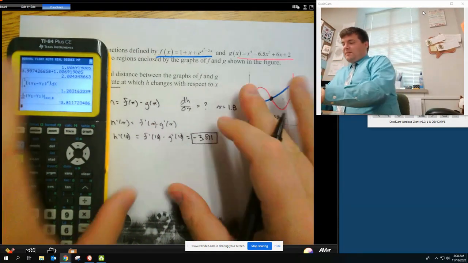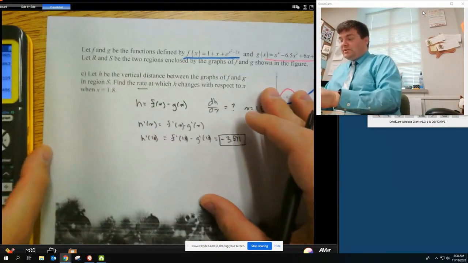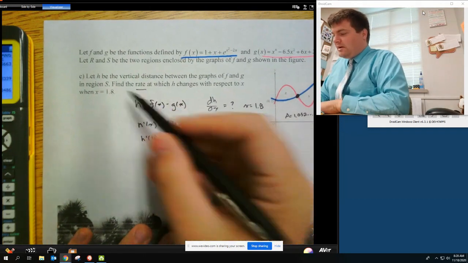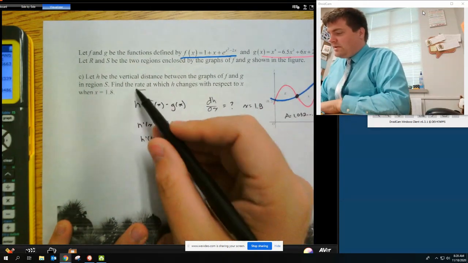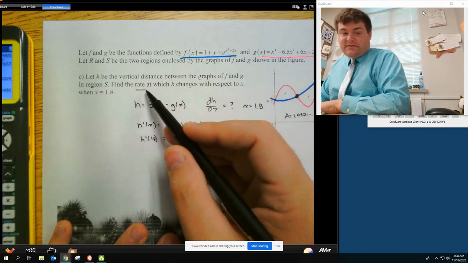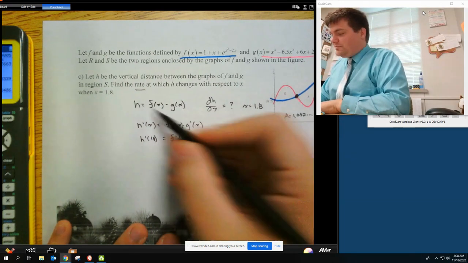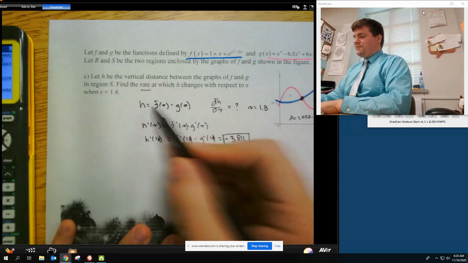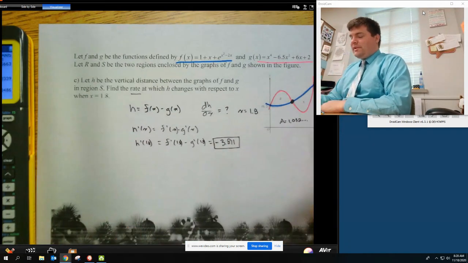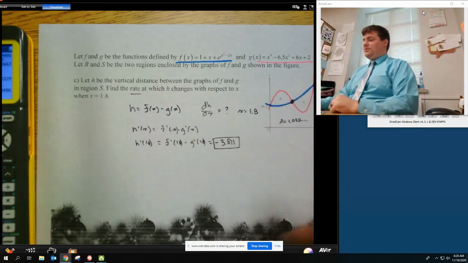So this seemed like a complicated problem, but once we started to understand what it's really asking for, so we just saw what h was, and it wants the rate of change of h. It's just finding h prime. dh/dx is just h prime. So we just took the derivative of it, plugged in 1.8. We have a use of our calculator, so it's pretty gosh darn convenient.